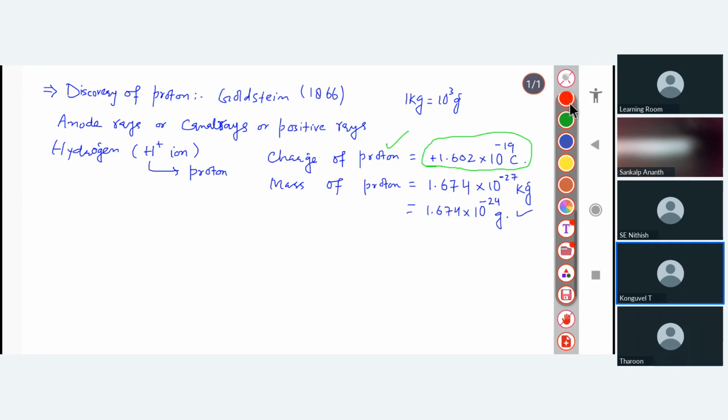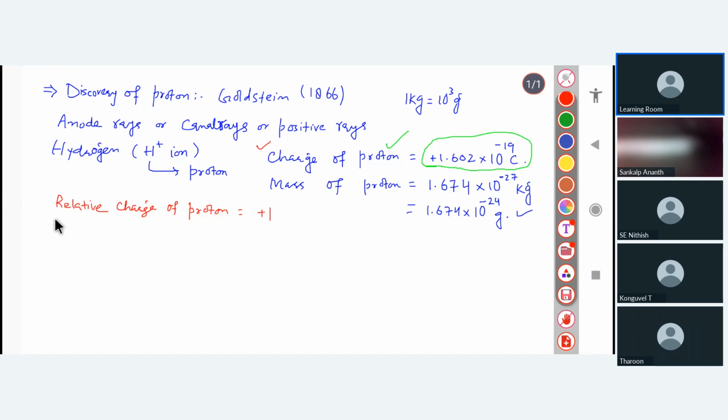Now tell me, this is the actual charge of a proton. If I say the relative charge of a proton, can you tell me what it is? One positive. Exactly, it will be positive 1, plus 1.